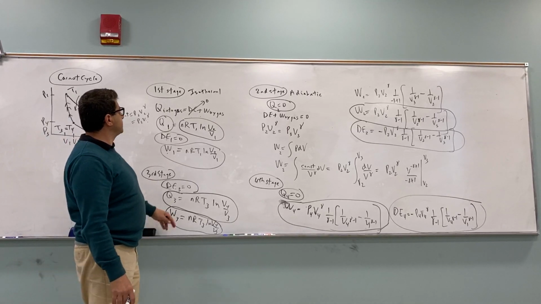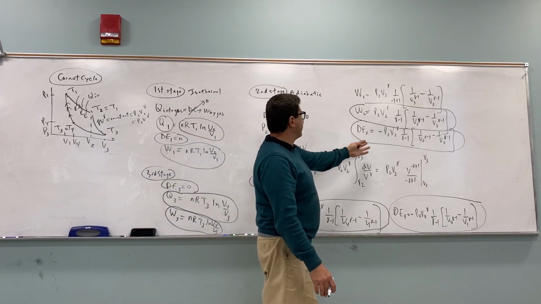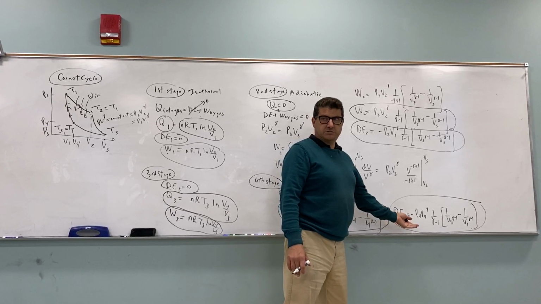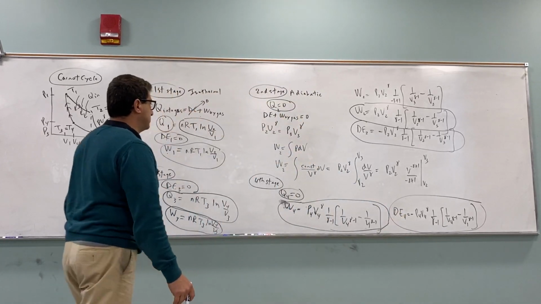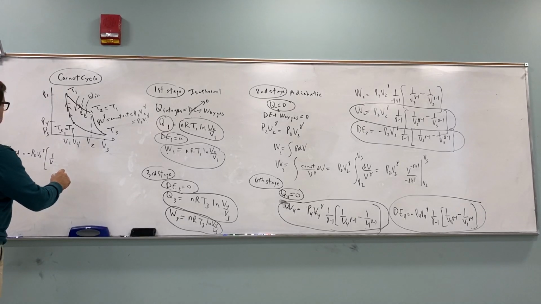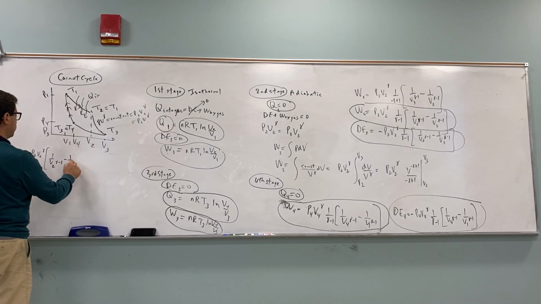So that means delta E1 first is already 0. So I only have delta E2 and delta E4. They should cancel. Is that true? Delta E total is going to be negative P2 V2 to the gamma, 1 over V2 to the gamma minus 1, minus 1 over V3 to the gamma minus 1.